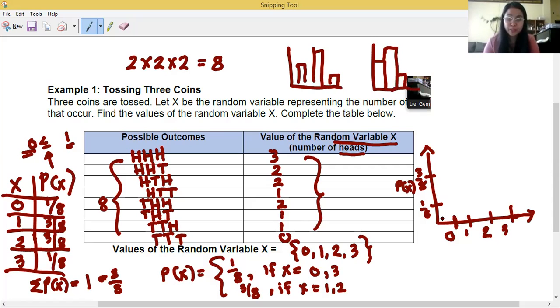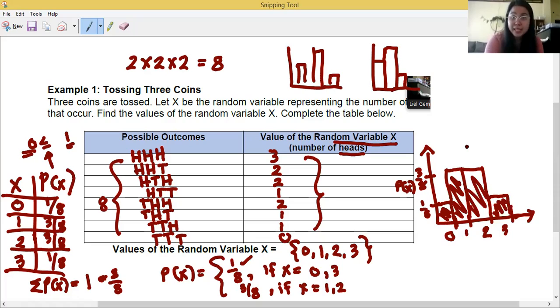So let's start with this one. For 0, the probability is 1/8. For 1, that's 3/8. For 2, that's 3/8. For 3, that's 1/8. And you can shade it if you want. So that's the end for our first example.